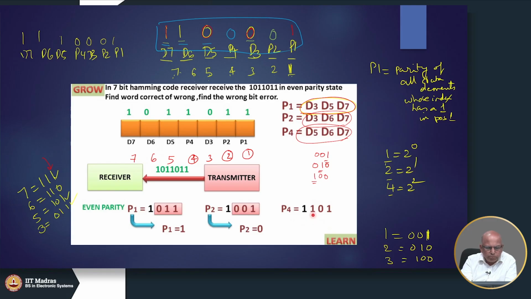Again P1 is nothing but the parity of, let us erase the P1, P2, P3. P1 is a parity of 7, 5 and 3. So this is 7, this is 5 and this is 3. So we are seeing odd parity. So we will put a 0 here.